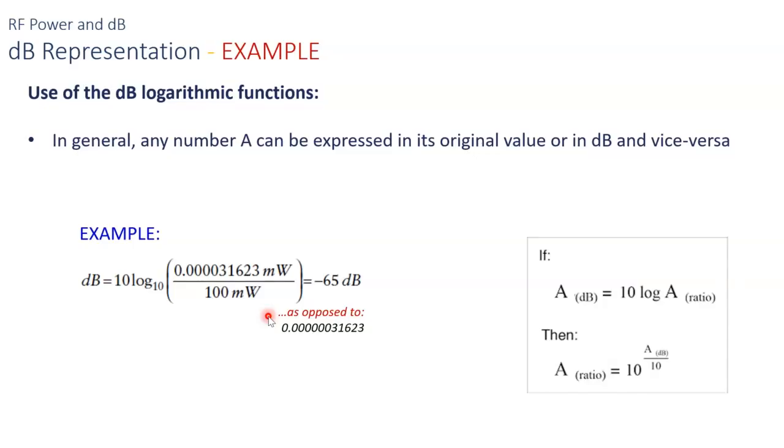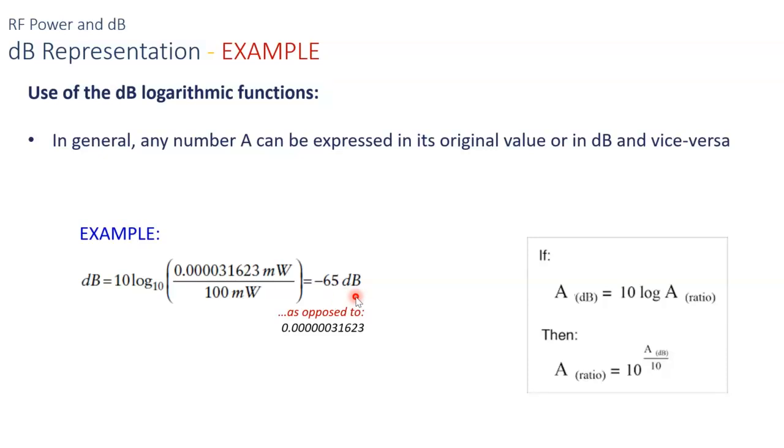In general, any number A, any power P, can be expressed in its original value and in decibel, and vice versa. So here the original power is 0.000031623. This power is in milliwatt, power 1. Power 2 is 100 milliwatt. When I take 10 log P1 divided by P2, what is the value that I will get?